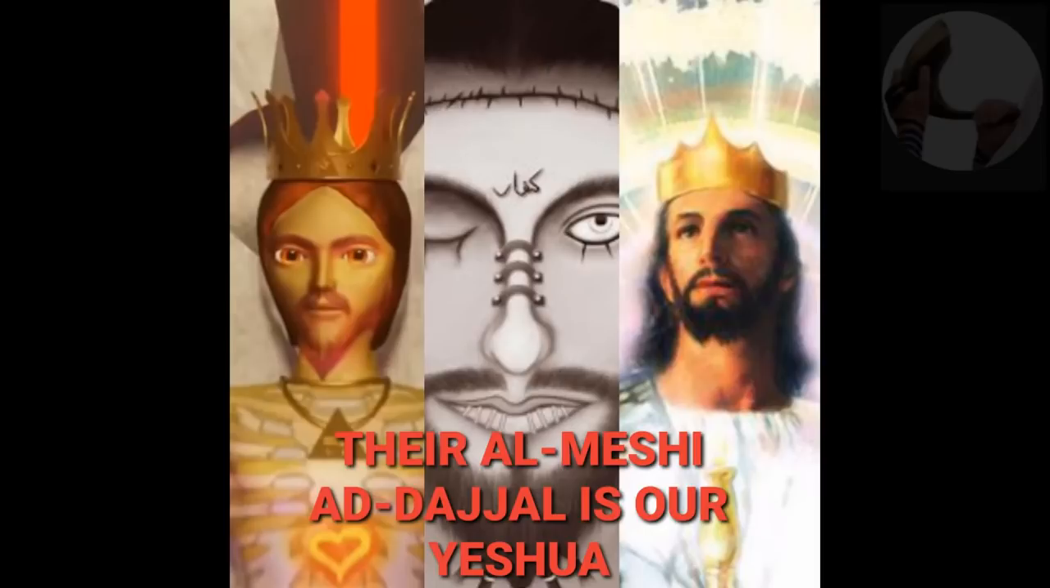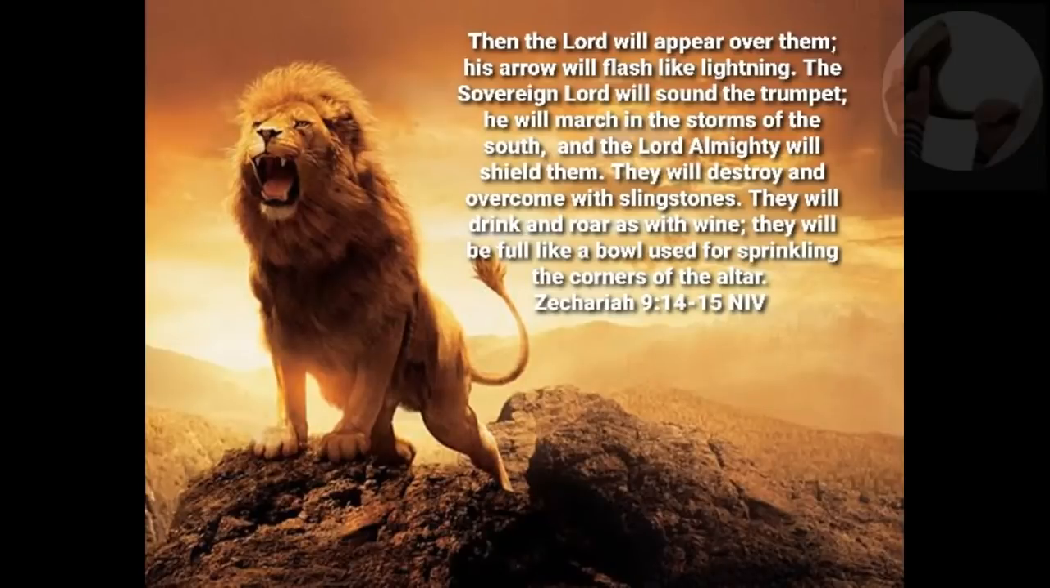Remember the story of Joseph? When his brothers came to Egypt during the time of the famine and they met Joseph, they didn't see Joseph as this agreeable character. They saw Joseph as this evil ruler. And true to scripture, this is what will happen when Yeshua returns after the rapture. So, their Al-Masih Ad-Dajjal is our Yeshua. And this is when Yeshua arrives after the rapture, when he comes down with his arrows, the 144,000 first fruits.